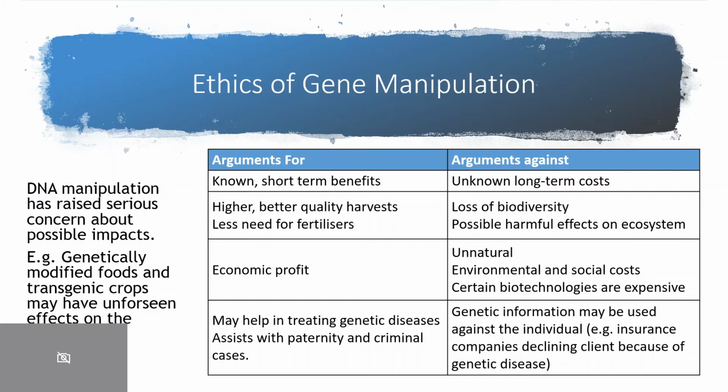Arguments against. So there are unknown long-term costs from manipulating DNA. It might lead to loss of biodiversity, potentially harmful effects on the ecosystem. It's unnatural. There might be environmental and social costs. Certain biotechnologies are expensive, so that's economic loss. And genetic information might be used against individuals.